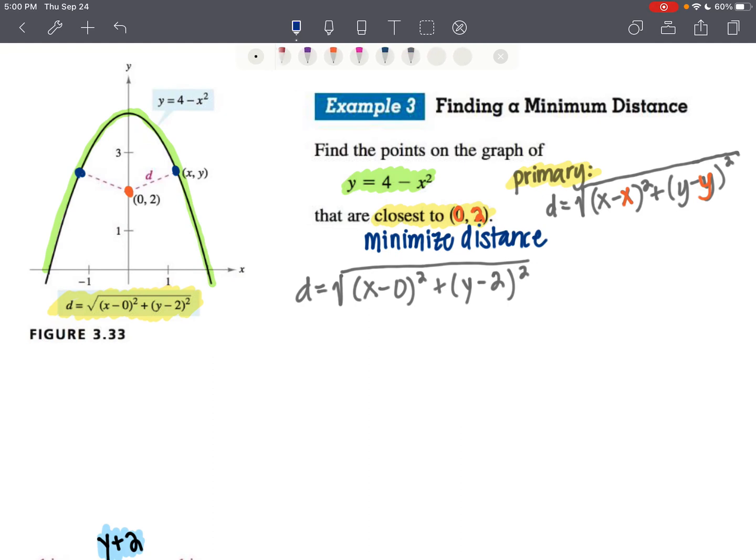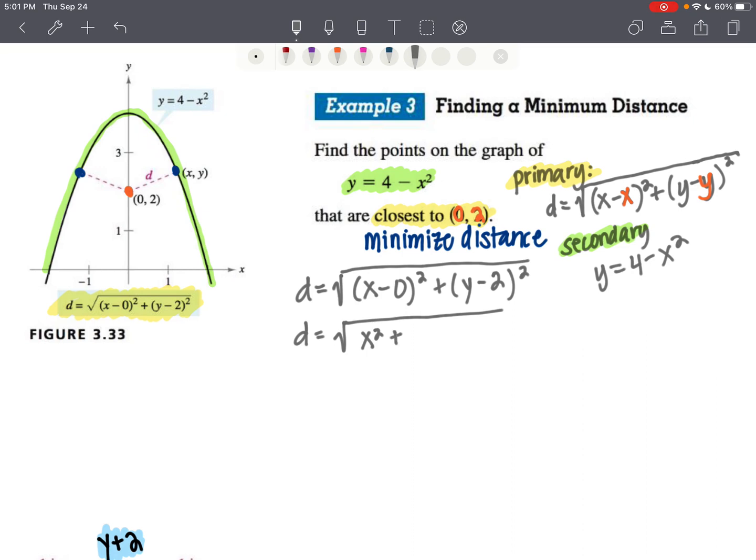So our secondary equation is y equals 4 minus x squared. And again, I'm going to highlight. So we're going to be able to rewrite this distance equation to be the square root of x squared plus, instead of y minus 2, I'm going to have (4 minus x squared minus 2) quantity squared.